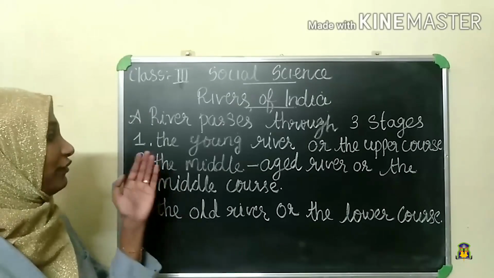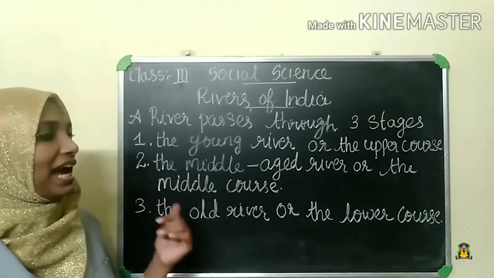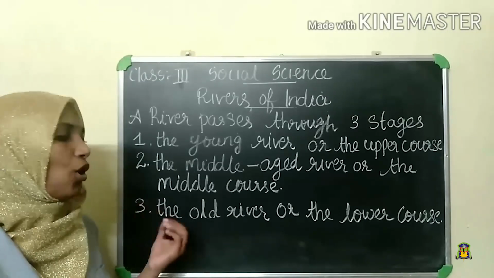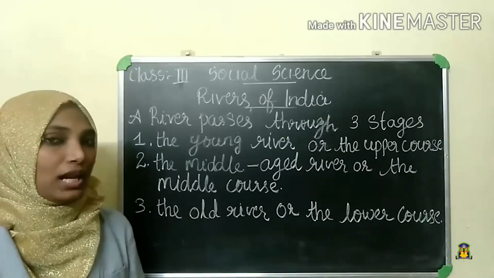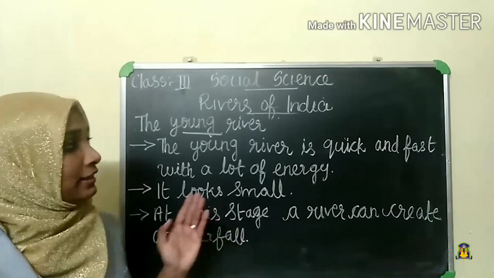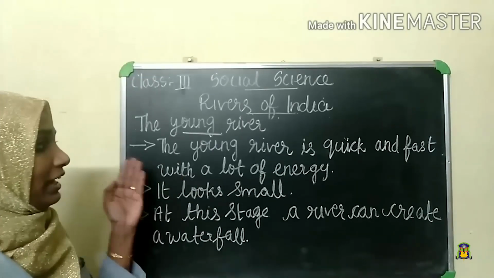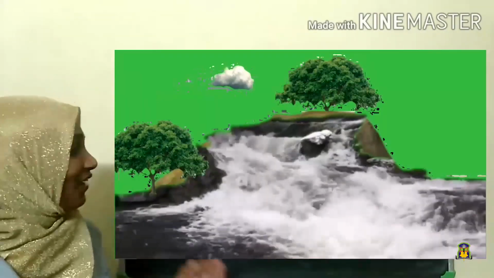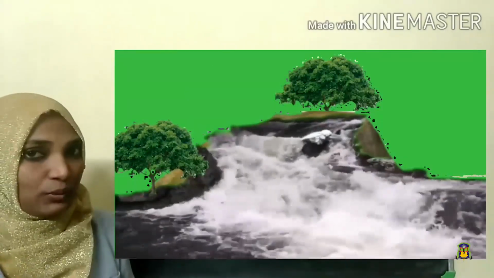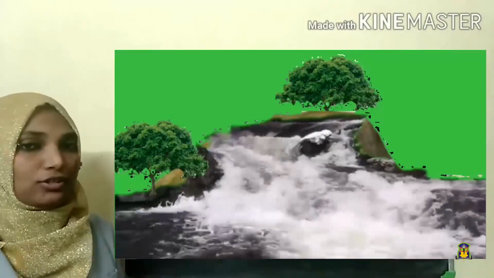The first one is the young river or the upper course. Second one, the middle-aged river or the middle course. And the third one, the old river or the lower course. Okay. At first, we can go through the young river. What are the specialities of the young river? The young river is quick and fast with a lot of energy.